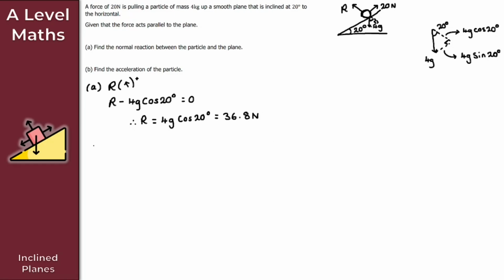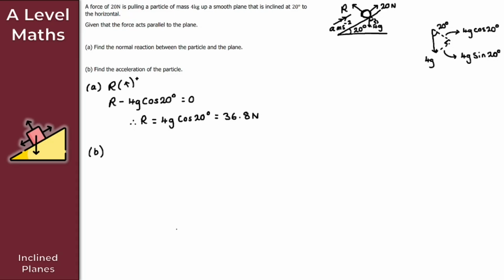So now for part B then, we want to find the acceleration of the particle. For part B, where we're looking to find the acceleration of the particle, we now need to consider the acceleration here. Given that the particle is being pulled up the smooth plane with this force, we'll take acceleration as going up here, like so, and we'll label that as a meters per second squared.